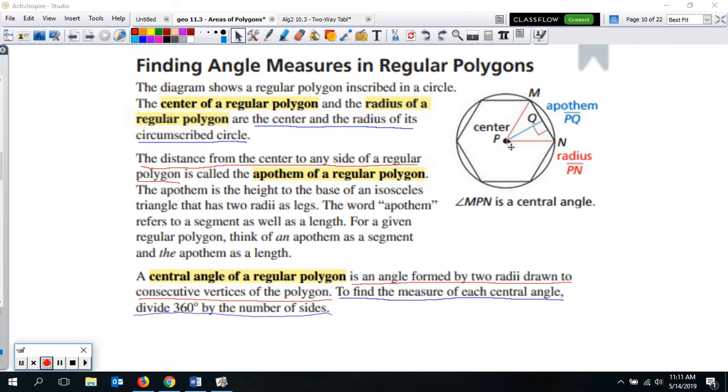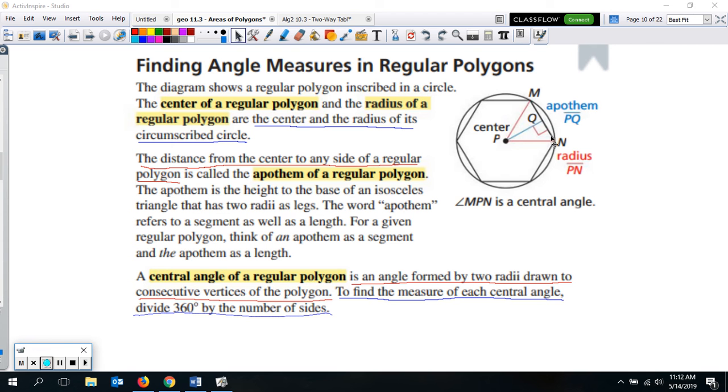That'll be this blue line right here, from the center to the side right here, the distance to the side. So distance is always going to be perpendicular, so it would actually be an altitude. You can kind of think of this as also an altitude, but we call it the apothem when it's going to be inside this polygon. So the apothem is the height to the base of an isosceles triangle. So our isosceles triangle is formed here by these two radii, that has two radii as legs. So those two blue lines right there make this into an isosceles triangle, because these radii are going to be the same. Those are going to be equal to each other.